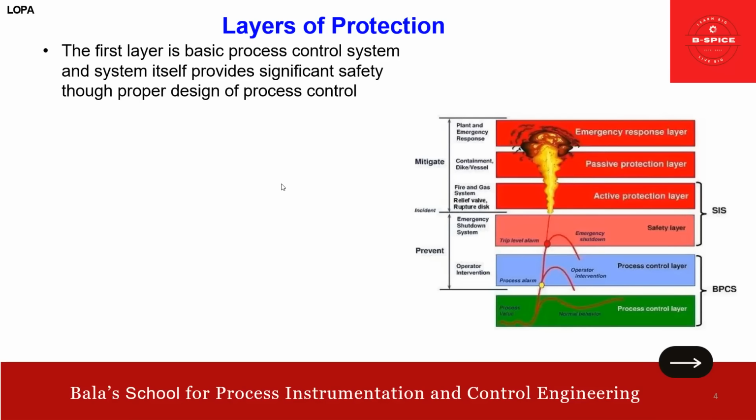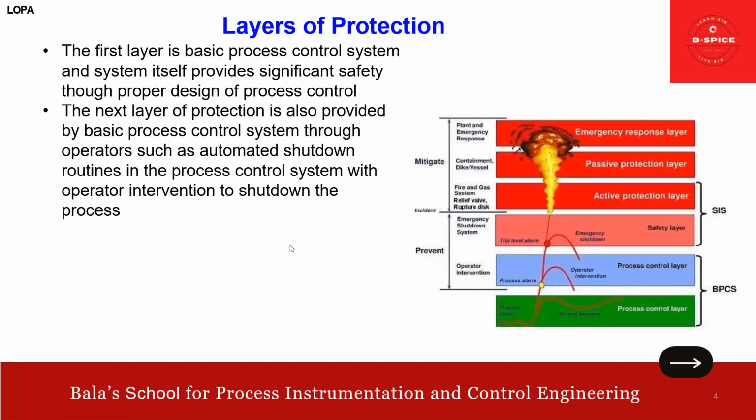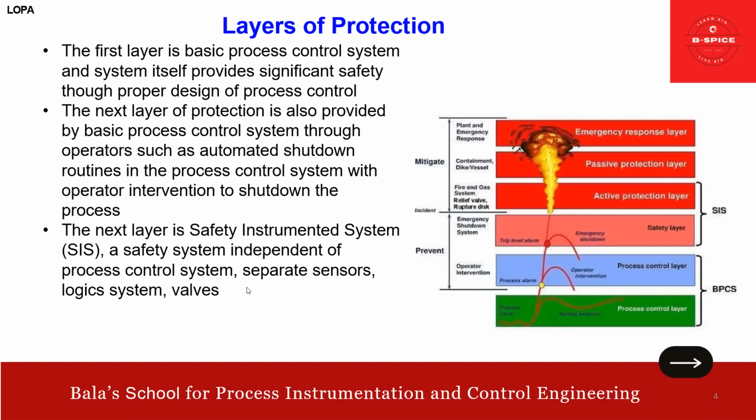The first layer is the basic process control system. The system itself provides significant safety through proper design of process control. The next layer of protection is also provided by the basic process control system through operators, such as an automated shutdown routine in the process control system with operator intervention, to shut down the process. So these are the two things within the BPCS that we are talking about as layers of protection.